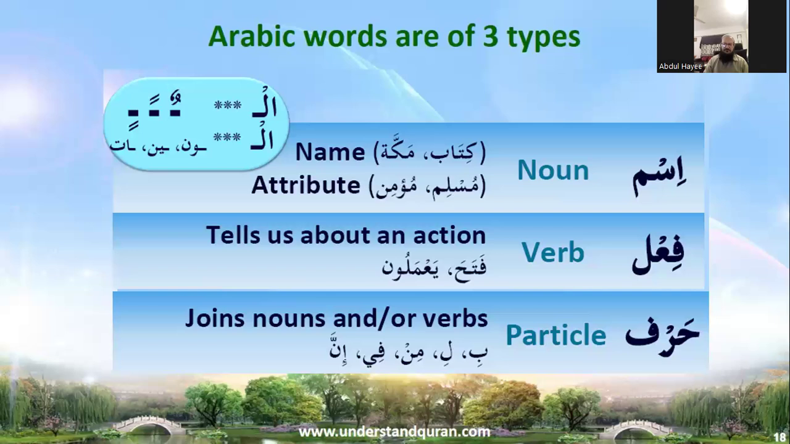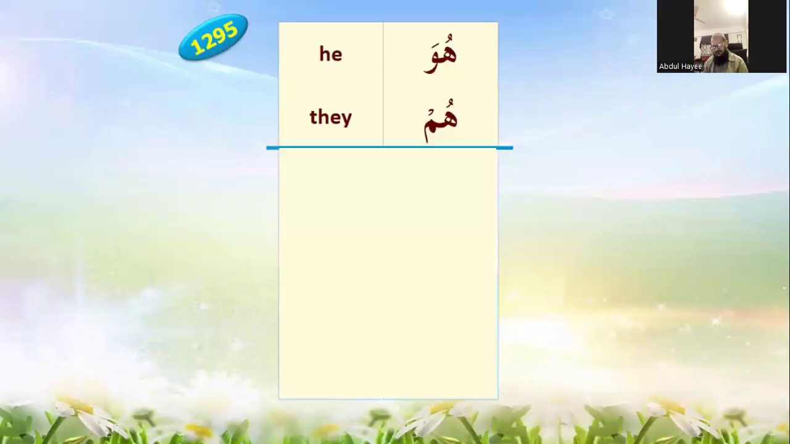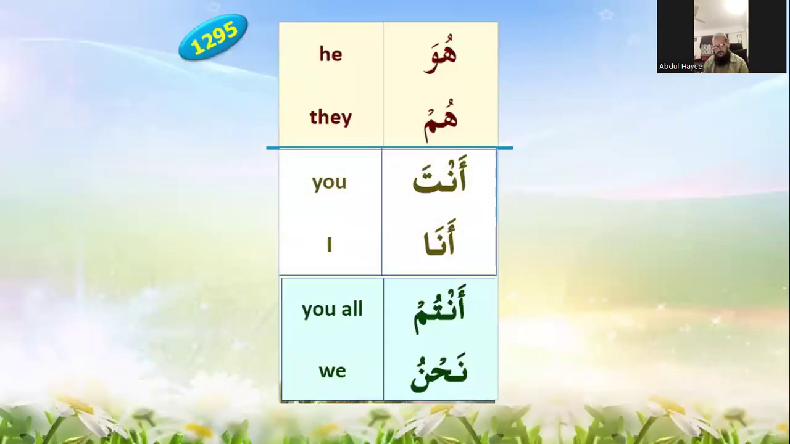For fi'il, which is a verb, it tells us about an action, like fataha or ya'malun. Fataha, I think it opens. So he's opening, he's doing an action. The last part is harf. Harf is a particle. Harf joins nouns or verbs, and it can be li, min, fi, or inna. So they are just things that help us to do that.